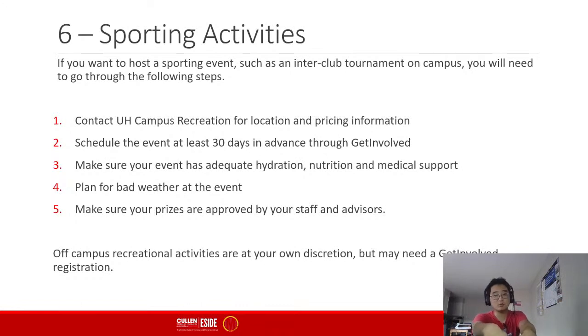If you're holding a sporting activity, fourth, make sure to plan for bad weather at the event. So schedule 1 or 2 days in advance and say, hey, it's raining, we can't really play soccer in the mud, let's reschedule for another day. Make sure you've got at least two days scheduled so you can prepare for that. And finally, make sure your prizes are approved by your staff and your UH advisor. So sure, a gift card to Amazon or to Target or somewhere, wherever you want it to be, or a trophy is okay. But if it's a little bit suspicious, please ask your advisor whether that's okay.